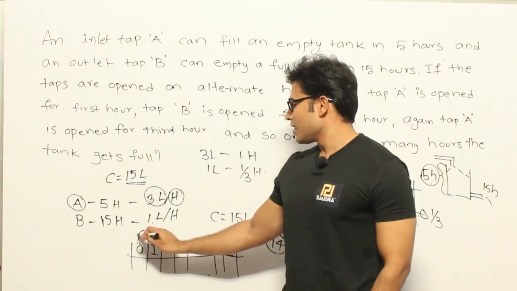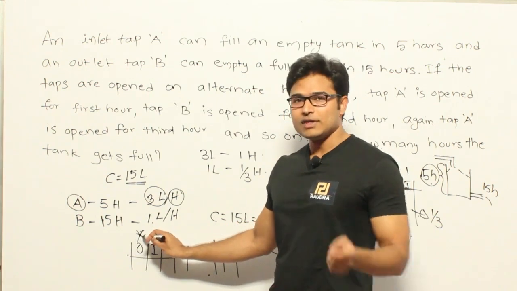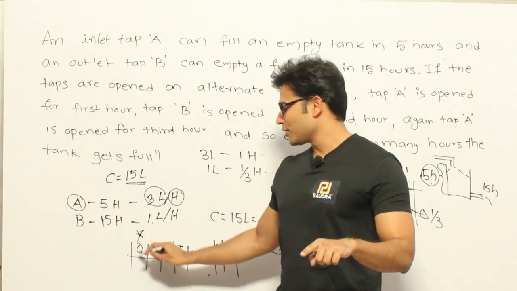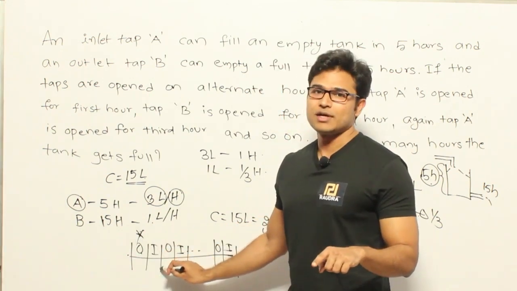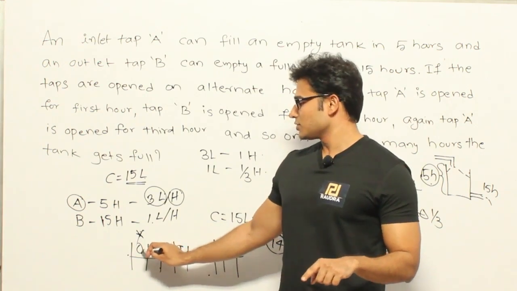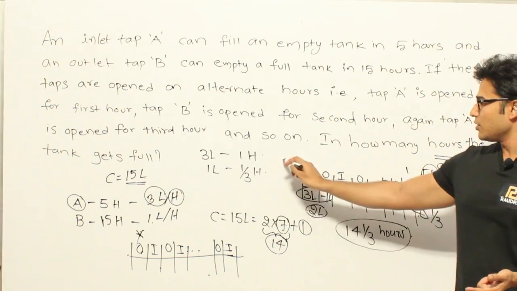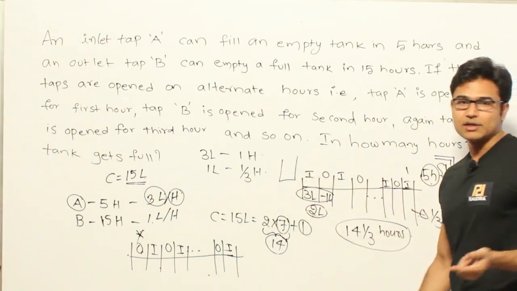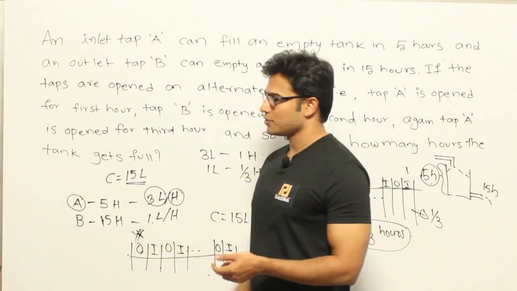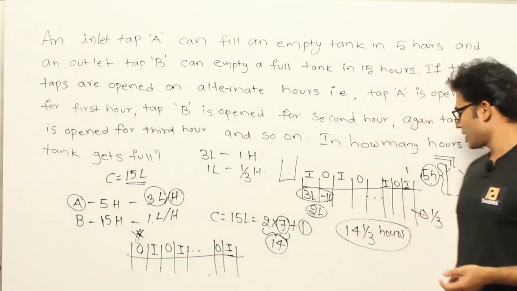Are you getting this? What does outlet say? If the tank has some water, it is going to drain it out, isn't it? But initially, we are going to start with an empty tank, that is the assumption. Here also, we are going to have the empty tank. We don't have anything in it. So this order is definitely not possible. The only order possible is this, and the answer is this one.